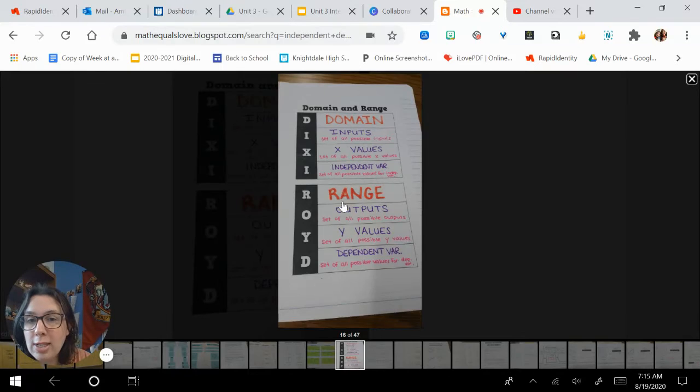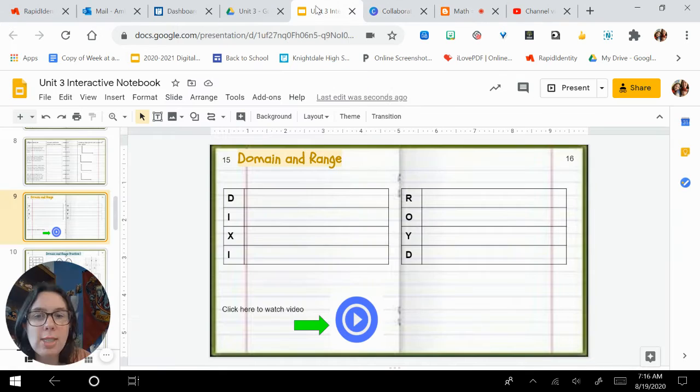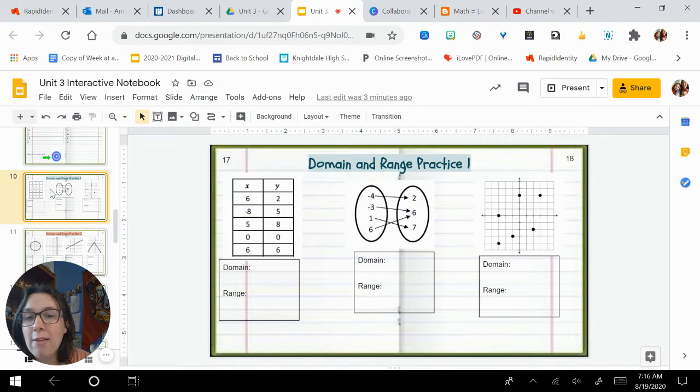So Dixieroid: domain, input, x values, independent variable, any of those words, you know they all mean the same thing. And then roid is range, output, y values, dependent variable. So anytime we use any of these words, it means range. So that's what you're going to be putting here. And then you're going to have practice on labeling domain and range.